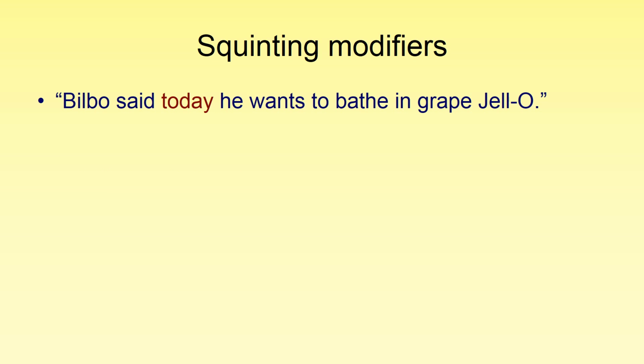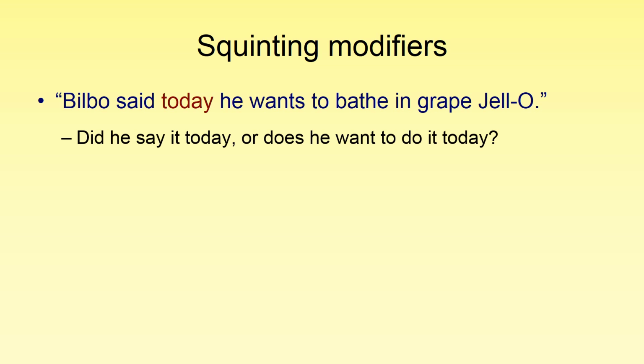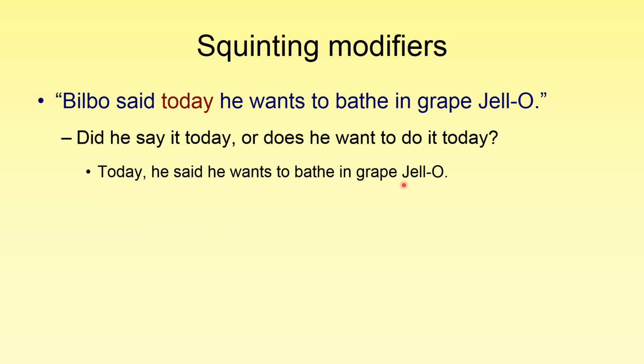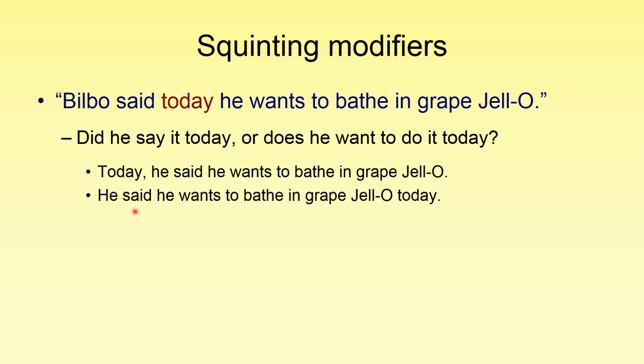Here's an example for you. Pause the video until you can figure out how this can be read in two ways. So we have, Bilbo said today he wants to bathe in grape jello. We have two possibilities here. Did he say it today, or does he want to do it today? We would need to rewrite this sentence for clarity. Today, he said he wants to bathe in grape jello, or he said he wants to bathe in grape jello today.